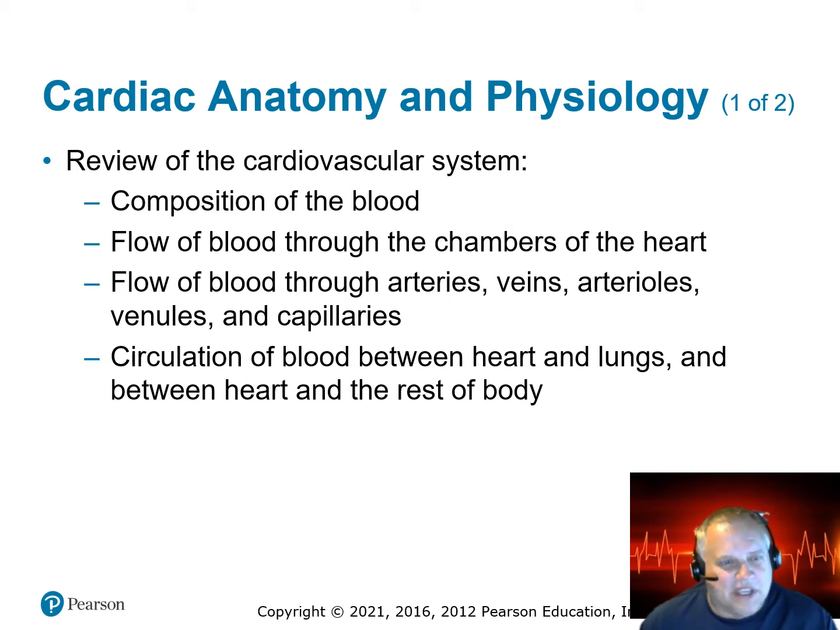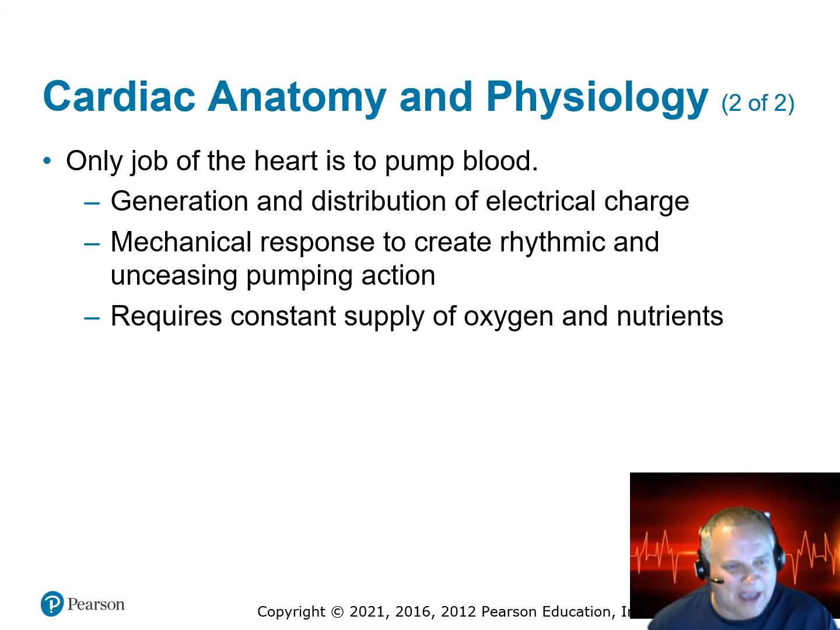Need to review the composition of the blood, knowing the different parts of the blood, the flow of the blood around the chambers of the heart, the right atrium, right ventricle, left atrium, left ventricle, how the blood flows through the arteries, veins, arterioles, venules, and capillaries, and the circulation of the blood between the heart and lungs and between the heart and the rest of the body. So some important things we need to understand as we go through the process here. Helps us understand the diseases and the reactions of the heart to the different problems that are going to happen.